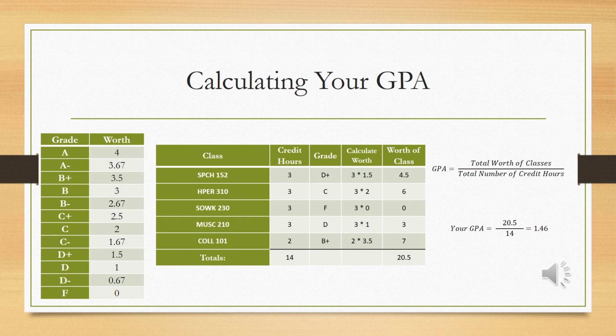After doing that for each course, you add up the total worth of the classes, which is 20.5, and the total number of credit hours, which is 14. Then you take 20.5 divided by 14 to get a GPA of 1.46.